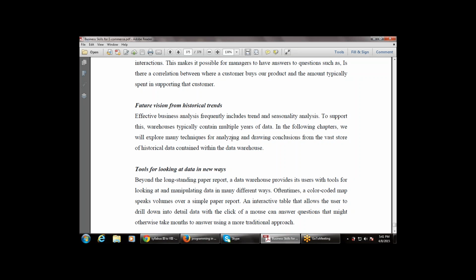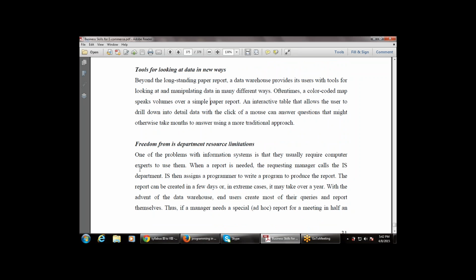Next is tools for looking at data in new ways. This is the next advantage, that there are many tools used for looking at data in new ways. There are color maps, and new generation tools are used for the color maps. The tools will be used to manipulate the data in different ways. Oftentimes a colored map figure speaks volumes over a simple paper report.